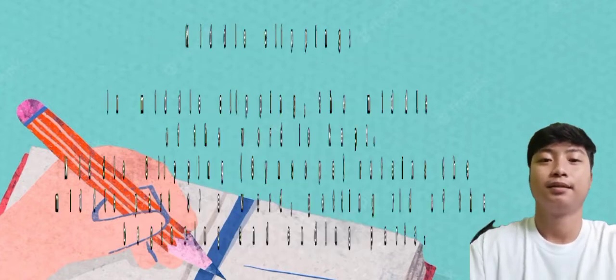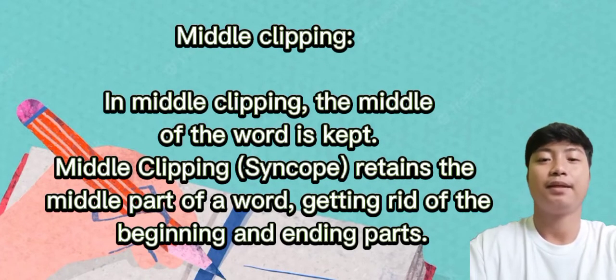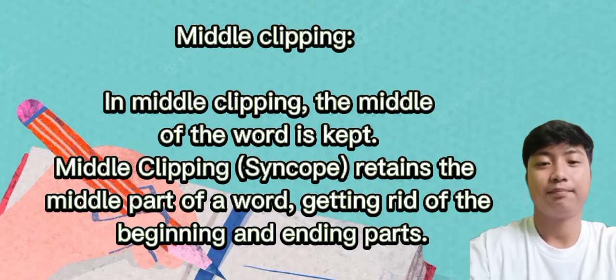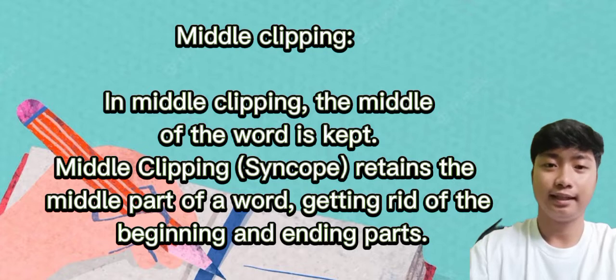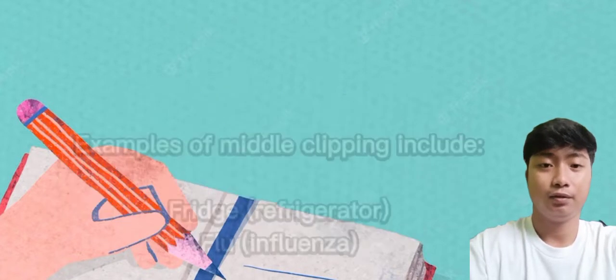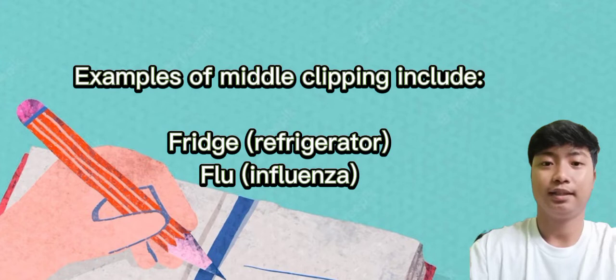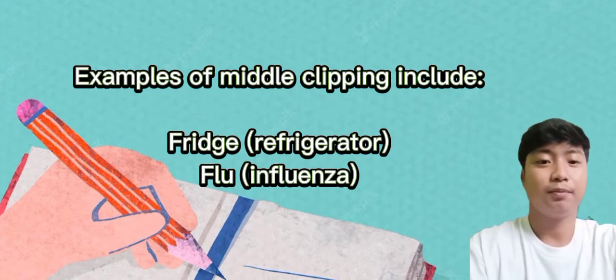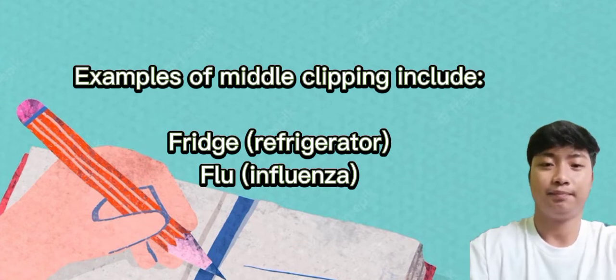Third is middle clipping. In middle clipping, the middle of the word is kept. Dito naman ang itinitira ay ang middle part. Two examples of these are fridge from refrigerator and flu from the word influenza.